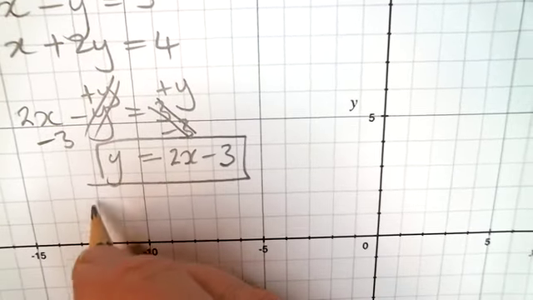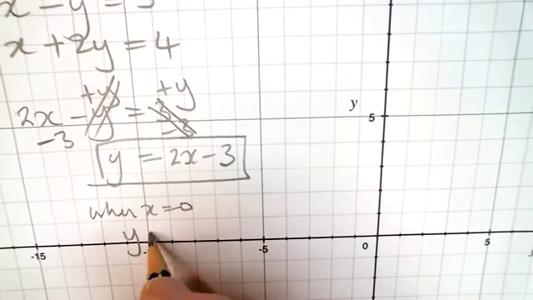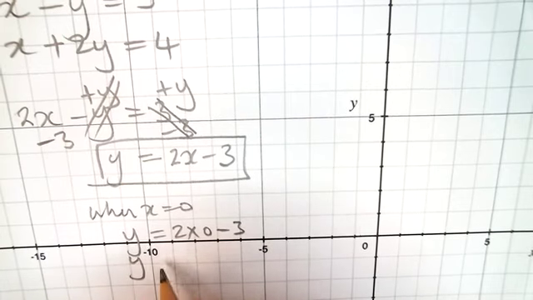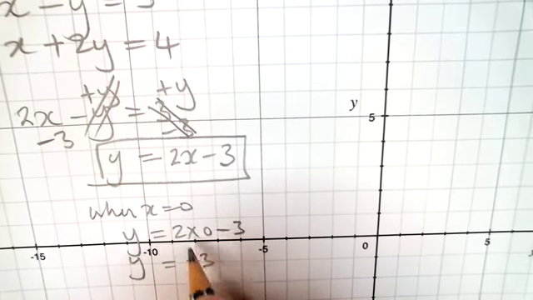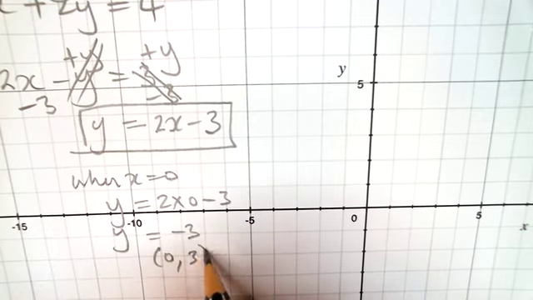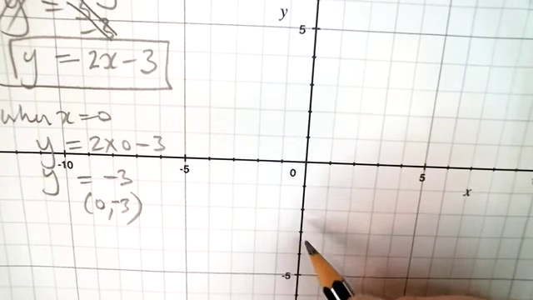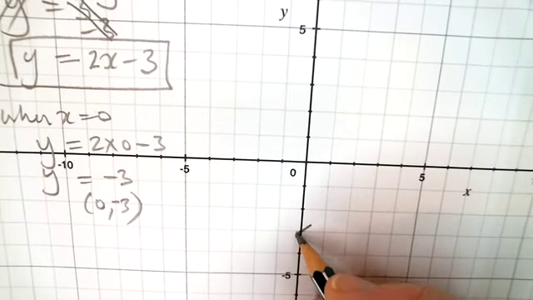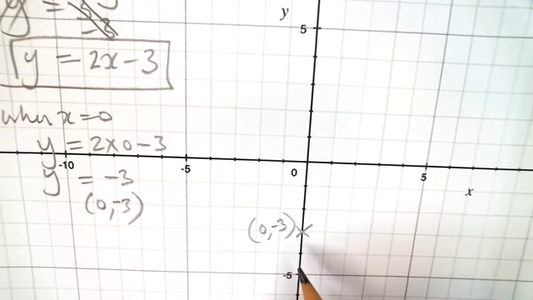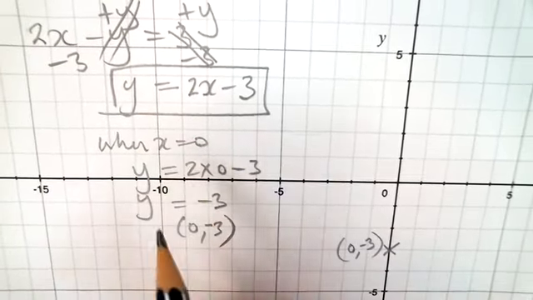When x equals 0, y is equal to 2 times 0 minus 3, so y is equal to negative 3. Now we've got a coordinate 0, comma, negative 3. Where's that? 0 along, negative 3, and there it is. I hope I'm not going to end up drawing a line through that. Let's see if we've planned it badly or not. So let's do the next one.